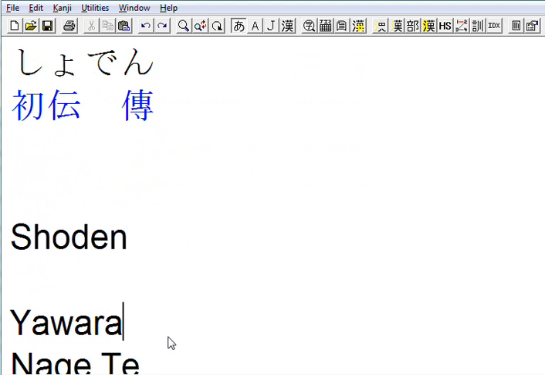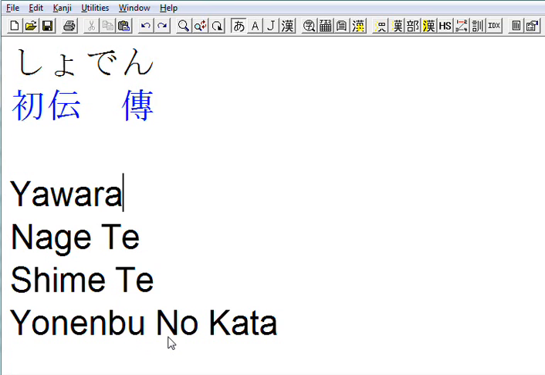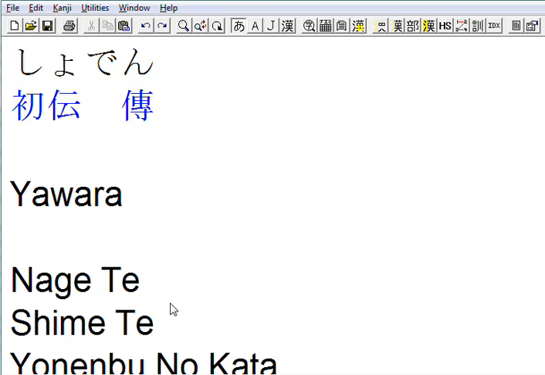Okay, so what list of techniques comprise the Shoden? Okay, well, they are comprised of, I think I can erase this one. I'll pull this up. Okay, they're comprised of these 4 lists of techniques: Yowara, Nagite, Shimete, and then the Yonenbu no Kata. Okay, so what do those look like? Well, Yowara, I think we discussed this in a previous video, but we'll go ahead and say it. The hiragana for Yowara looks like this: Yawara, and that's the way that Professor Okazaki named this particular board.